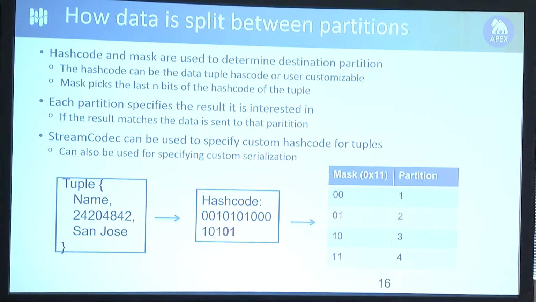So if you have 4 partitions, it's going to look at the last 2 bits, and based on that, it's going to go to one other partition. But what you can do is you have a lot of control here.